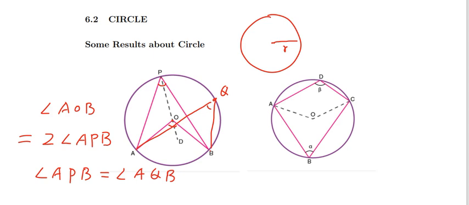And for angle ADC, it faces this arc ABC, and the other angle faces ADC. Put them together, they make a whole circle. So we have this result: this angle alpha plus this angle beta equals 180 degrees.